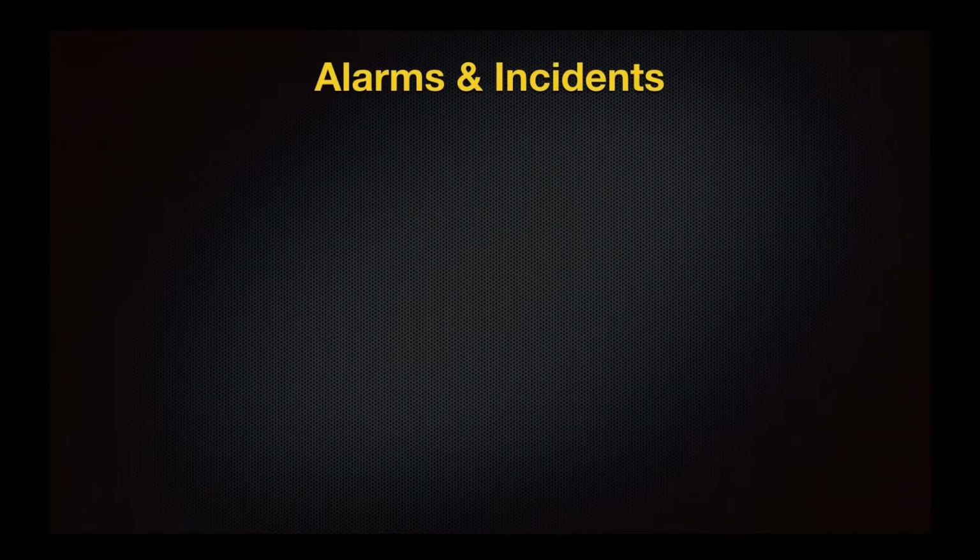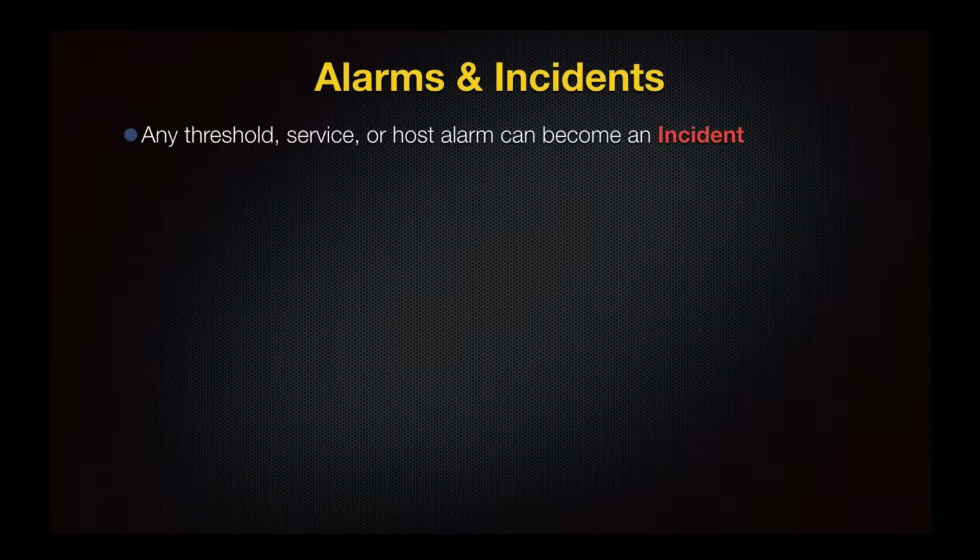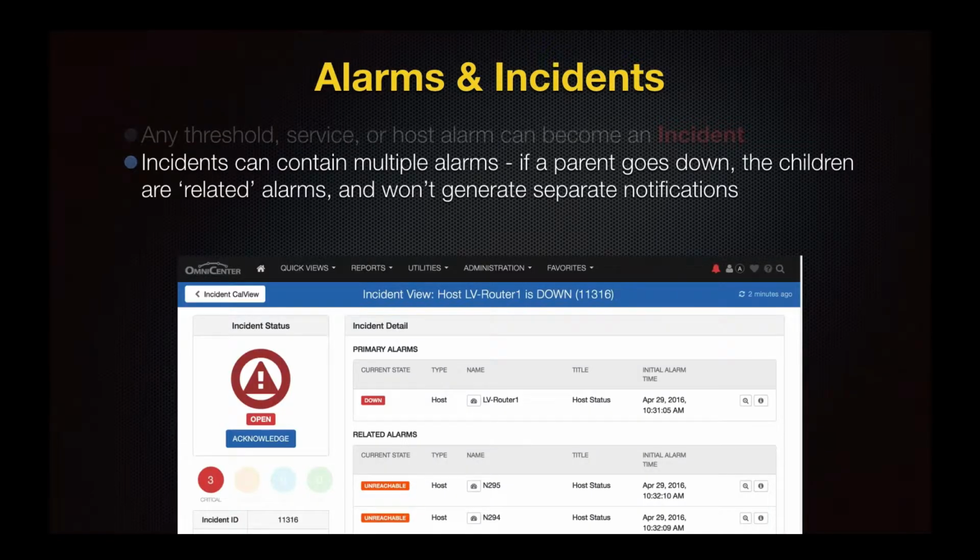Now, in OmniCenter, any alert can become an incident, but an incident can contain multiple alarms. So, for example, when that parent goes down, all of those unreachable devices become children or related alarms, and then they won't generate separate notifications. Their alarms get suppressed, so it will automatically minimize the number of alerts that get sent out.